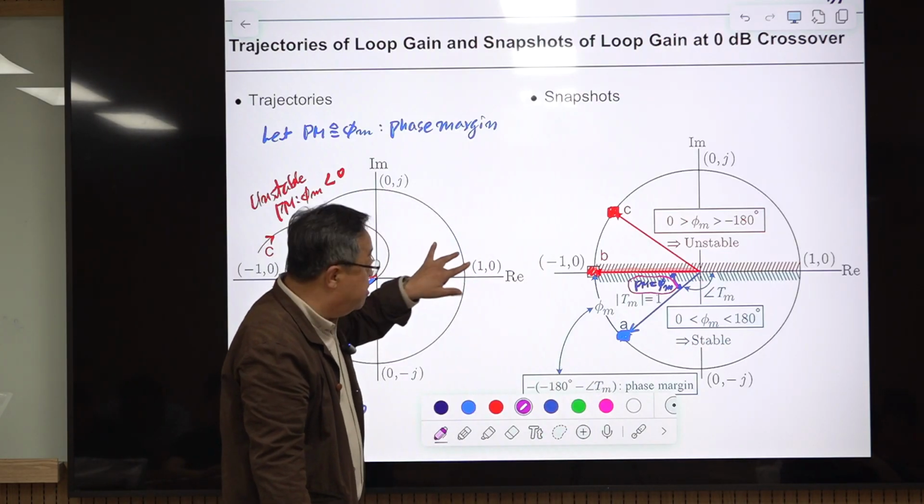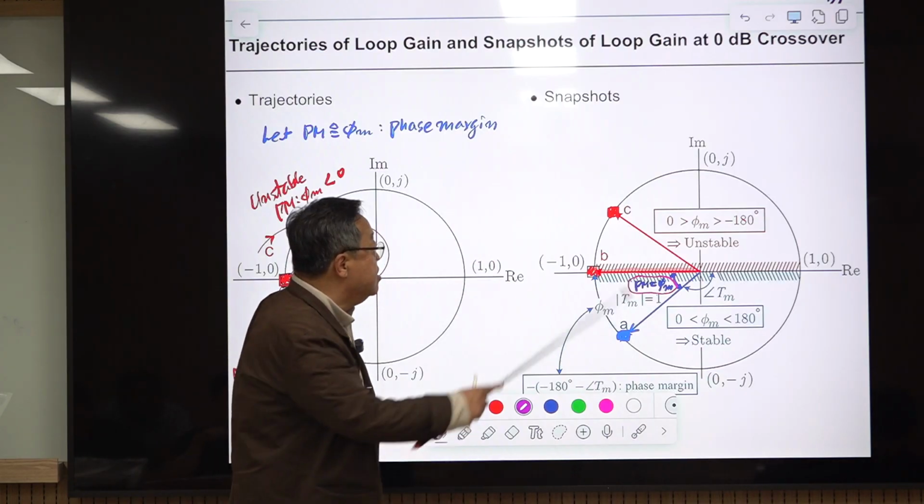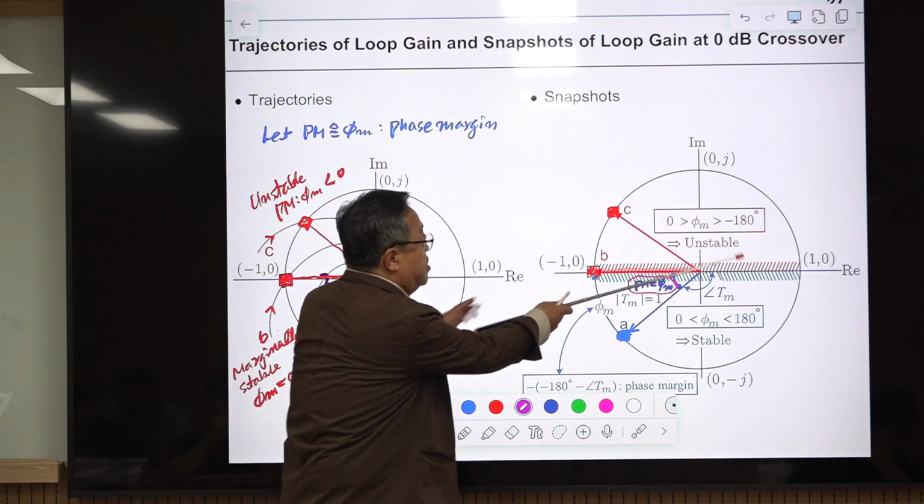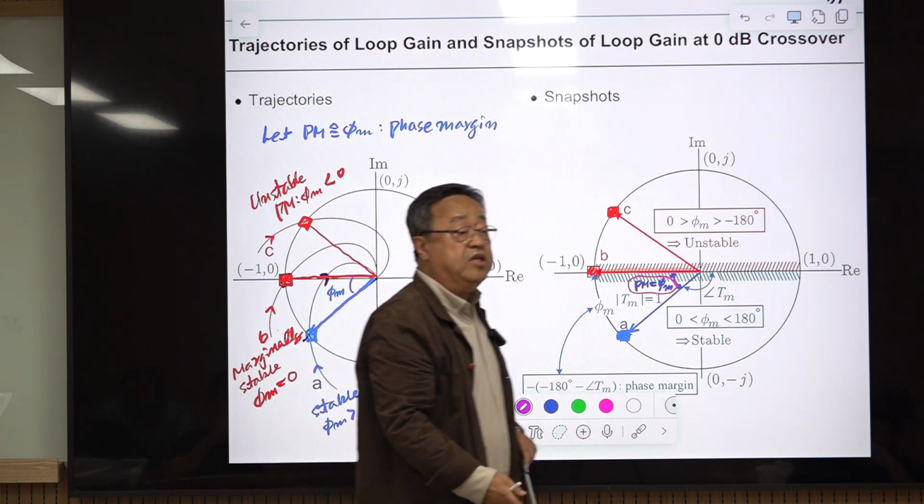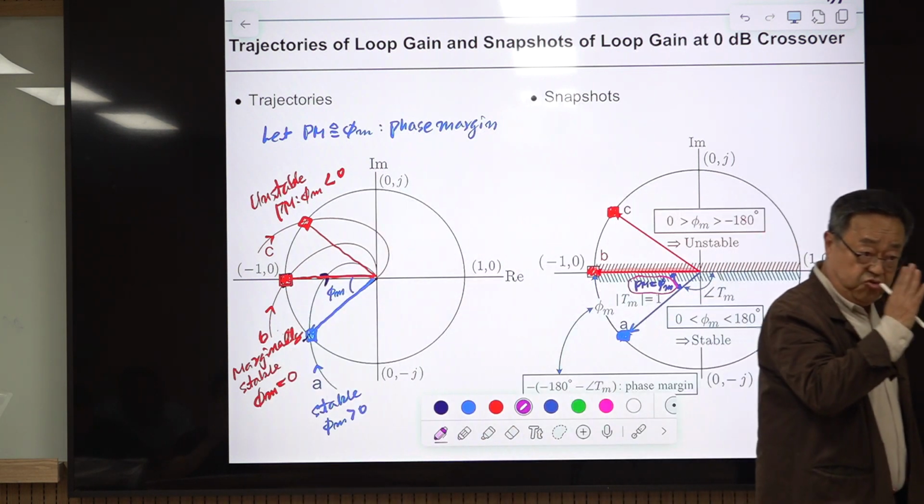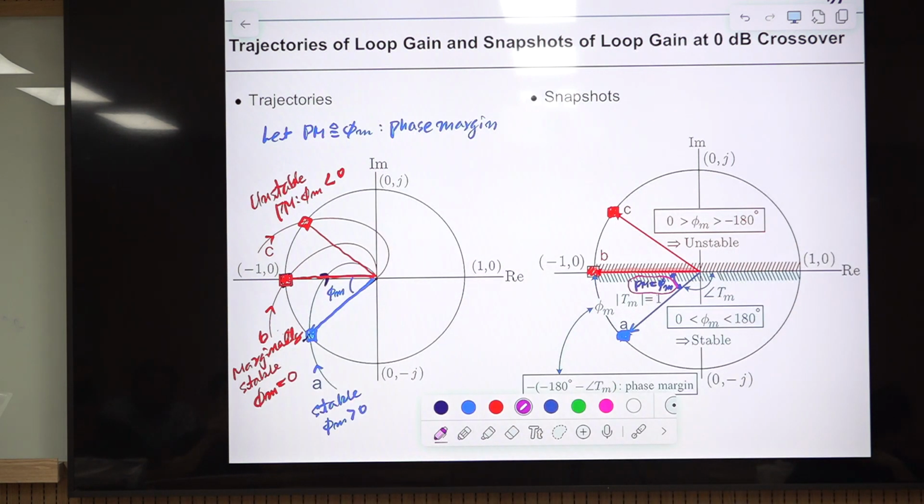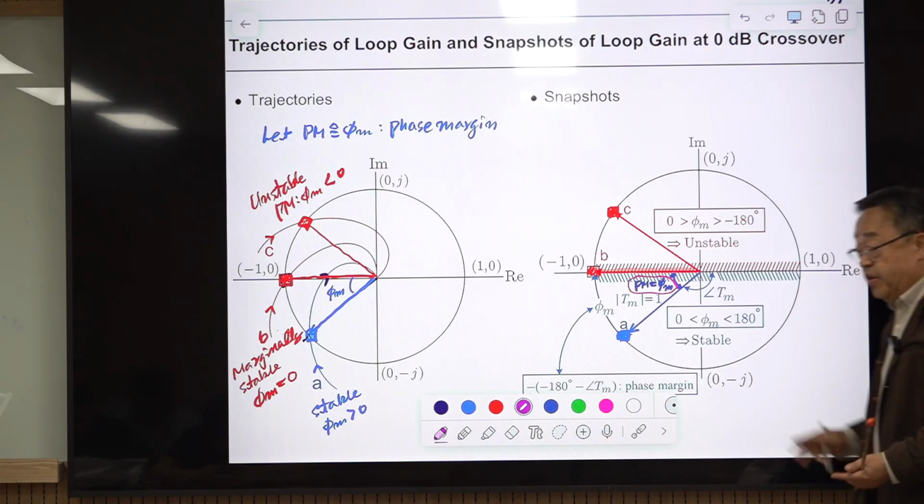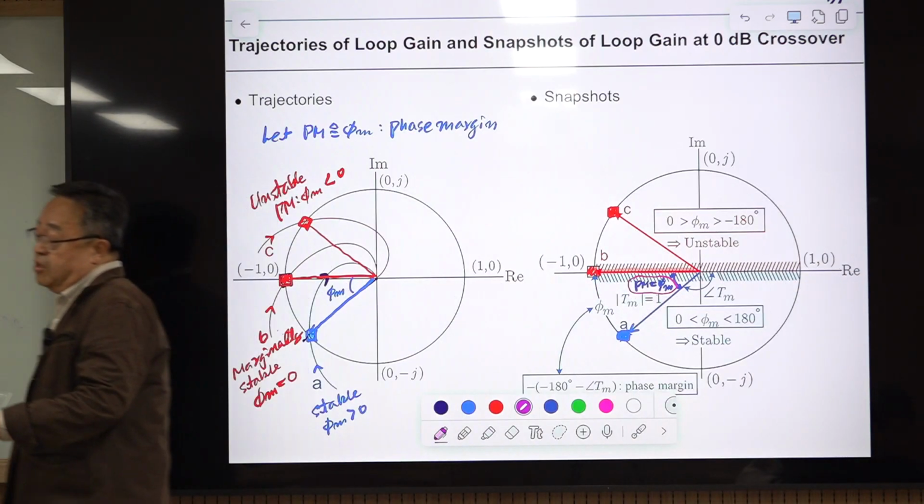As I said in the previous lecture slide, if the snapshot occurs in this region, that means phase at the unit circle crossover frequency is more negative than minus 180 degree, then the system is unstable. Okay, so this is the unstable region. All right, but the absolute value of the phase margin is the same. This is plus pi m and this is negative pi m. They are symmetrical.